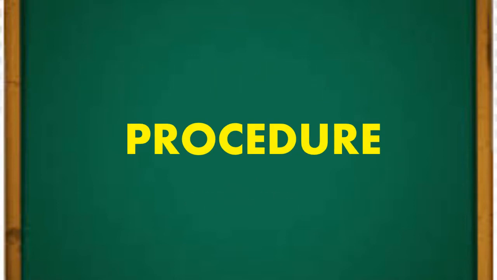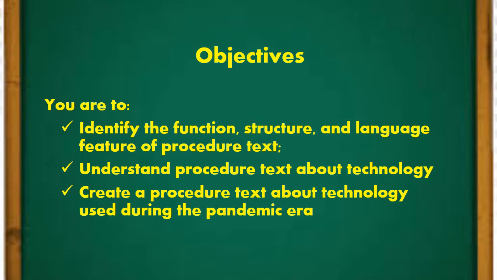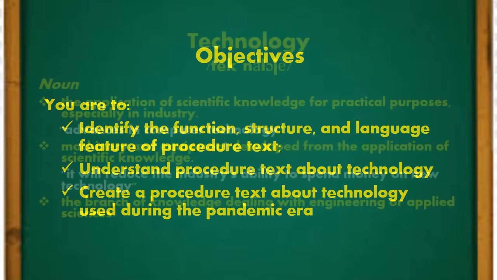Okay, on this occasion, we're going to learn about procedure. Now let's begin to know what is the objective of our class. First, identify the function, structure, and language feature of a procedure text. Then, understand a procedure text about technology. And the last, you are to create a procedure text about technology used during this pandemic era.